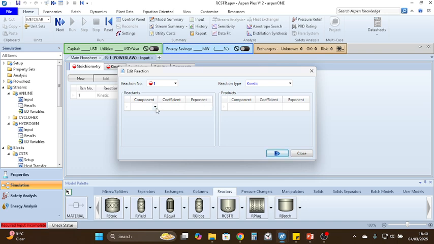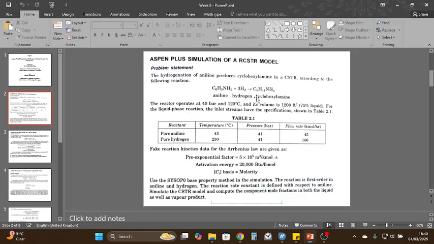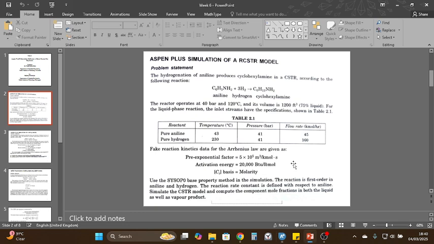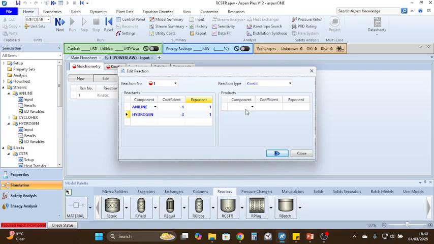Okay. So first, the component is our aniline. And the second is hydrogen. What is the coefficient? That is the stoichiometric coefficient. Aniline is -1 since it is a reactant, and hydrogen it is -3, since its stoichiometric coefficient is 3 over here. Exponent is 1 and 1. Okay, over here it is written first order in aniline and hydrogen.